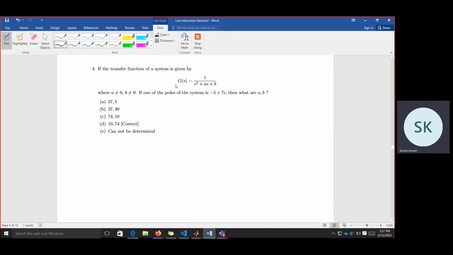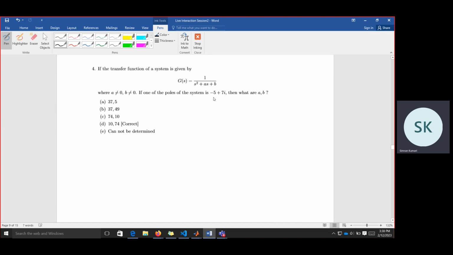Now, this is the transfer function of a system, and it is said that these coefficients are not equal to 0. And one pole of the system is -5 plus 7i. So we have to find the coefficients. Now, this is an algebraic expression, and we know that a, b, and this coefficient 1 are real numbers. So for real coefficients, whatever the roots are, either they will be real, or even if they are complex, the roots will be complex conjugates.